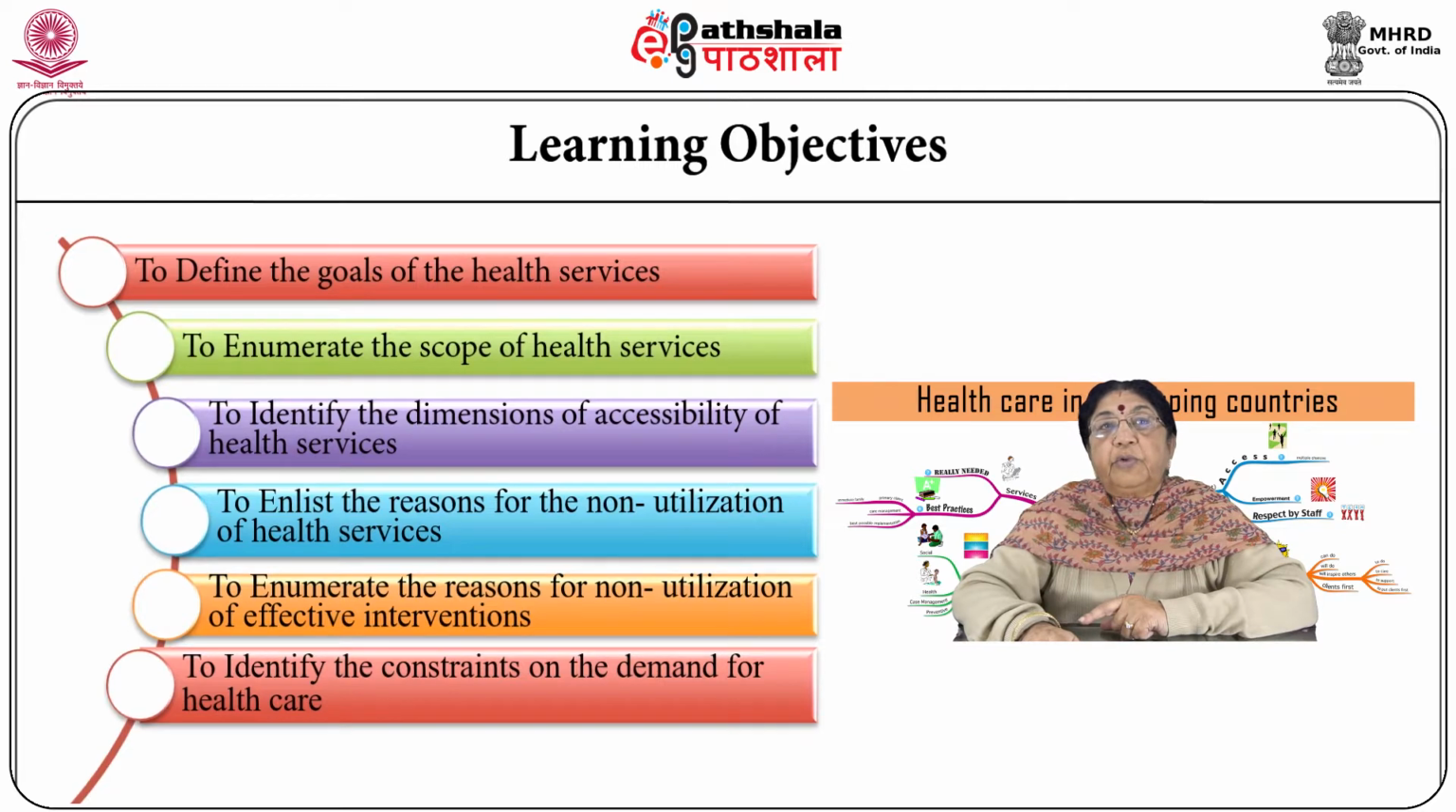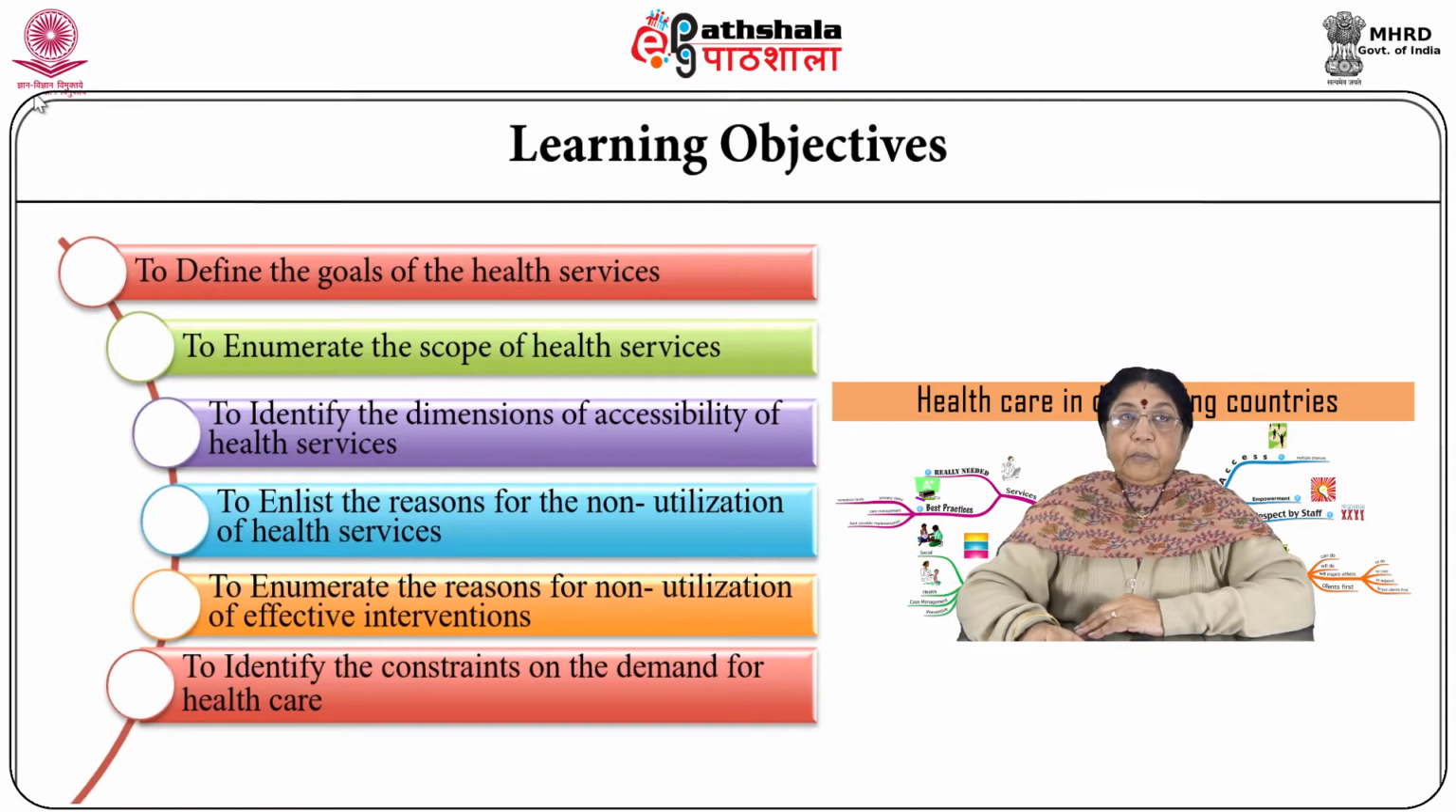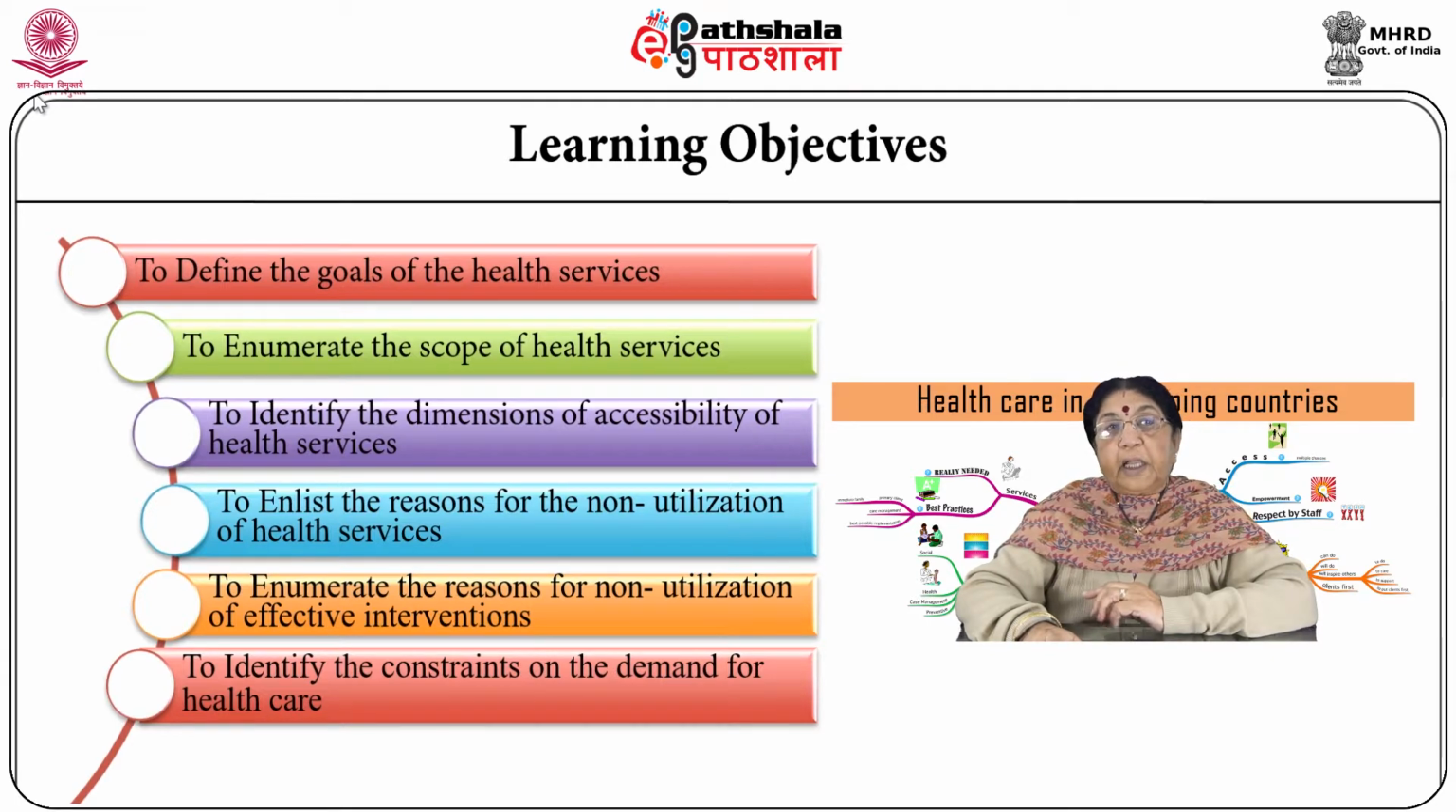Then to enumerate the scope of health services: how far and how long, or how big in width should it extend? What should it encompass? What type of services should be given? Then the third one, to identify the dimensions of accessibility of health services. I must say it's a very important point, accessibility, because in our vast country, there are all sorts of nationalities, there are all sorts of geographical patterns, and to access each and every corner of our beautiful country, it actually deserves a very clean cut and a very healthy service possibility.